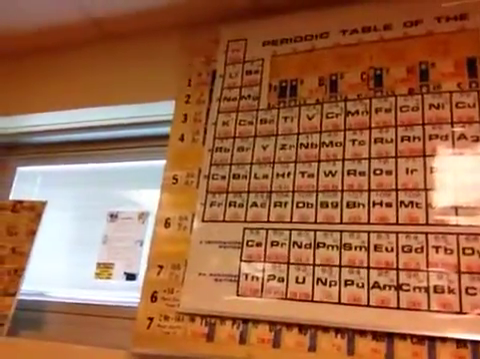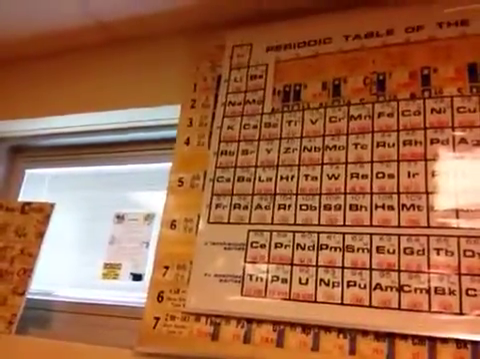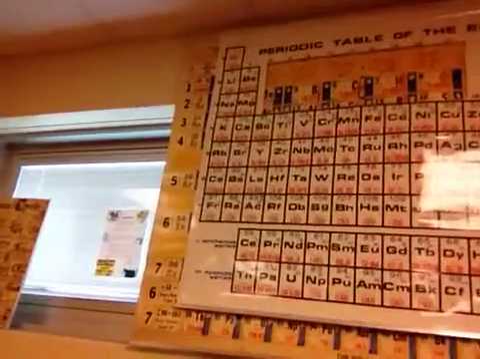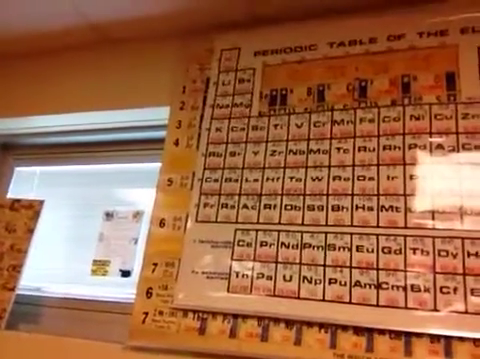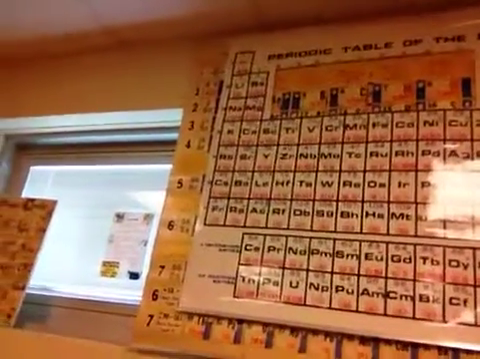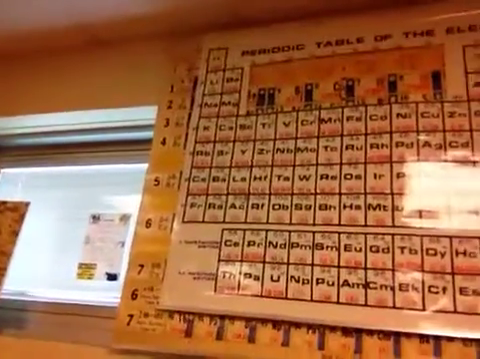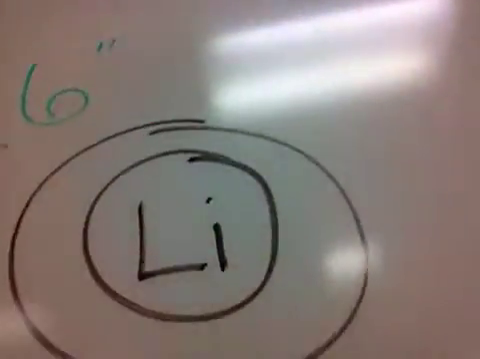Now, on the second row, underneath hydrogen is lithium. That's the 3rd element, and lithium is in row number 2, which means it has 2 energy levels. So if I wanted to draw lithium and its energy levels, I would do that.